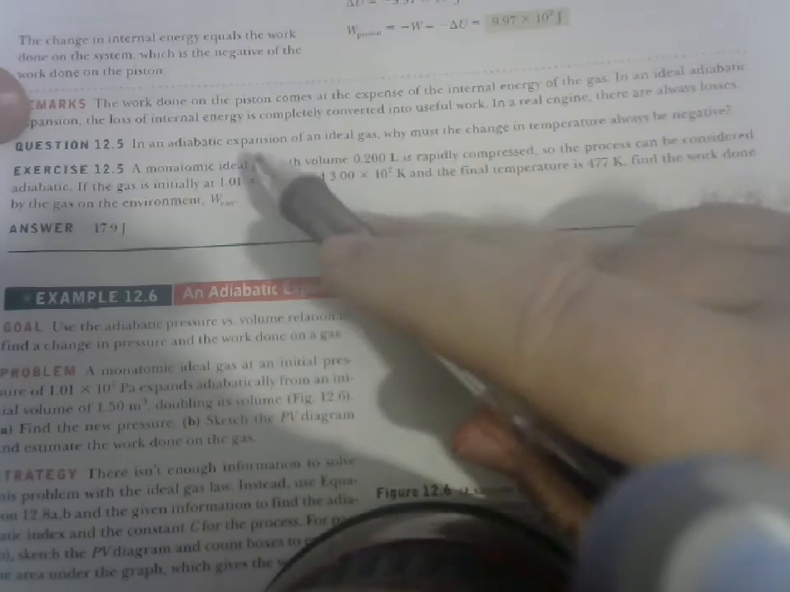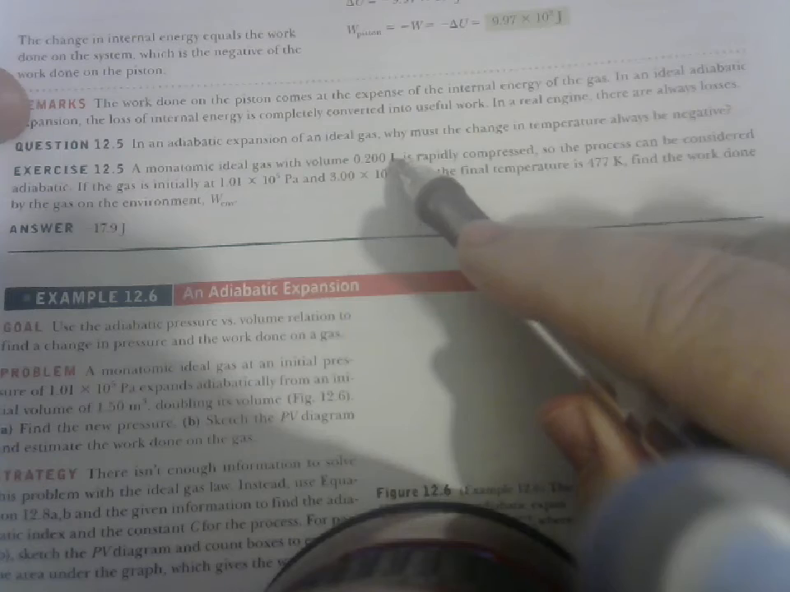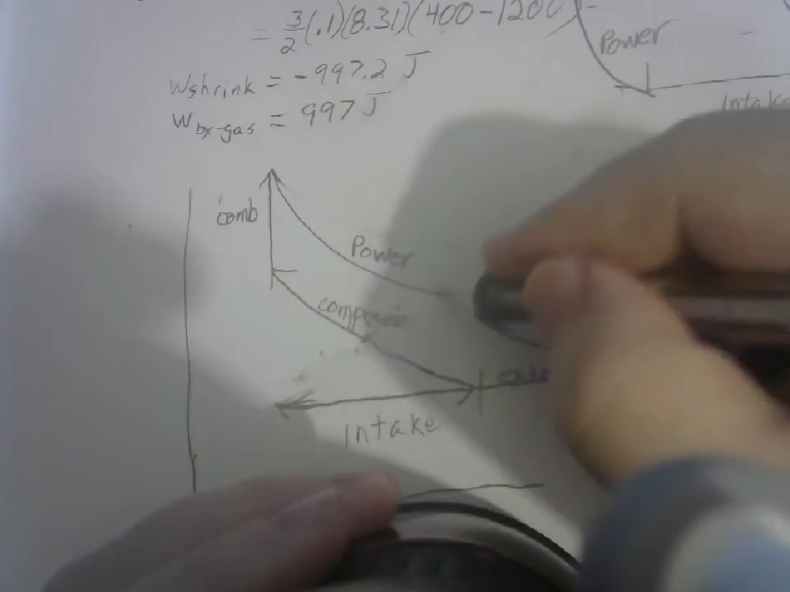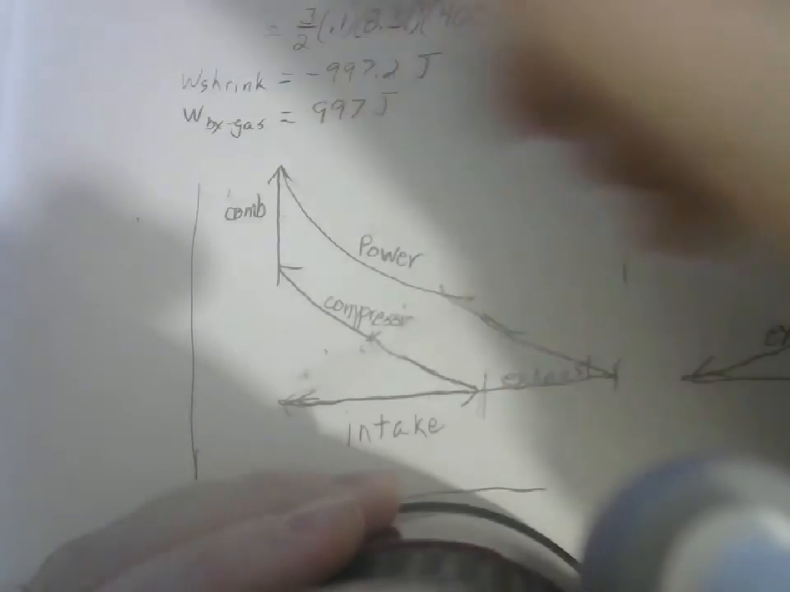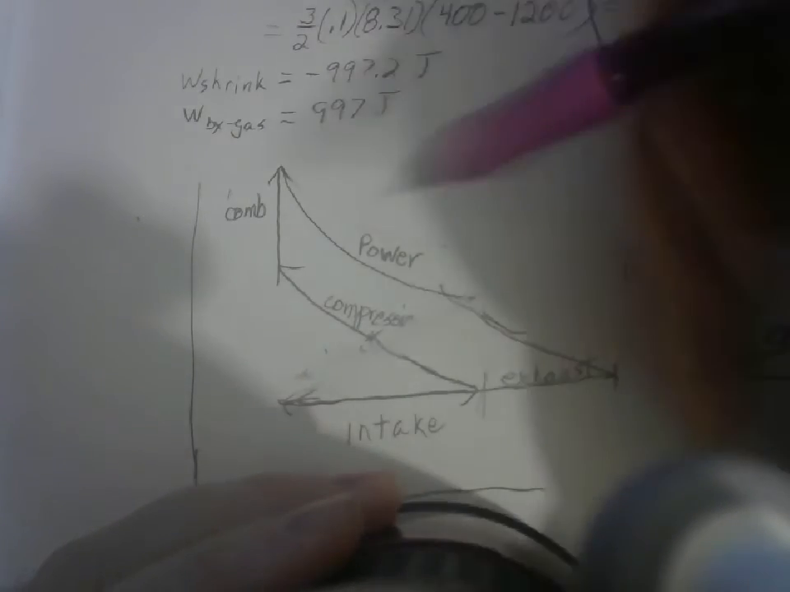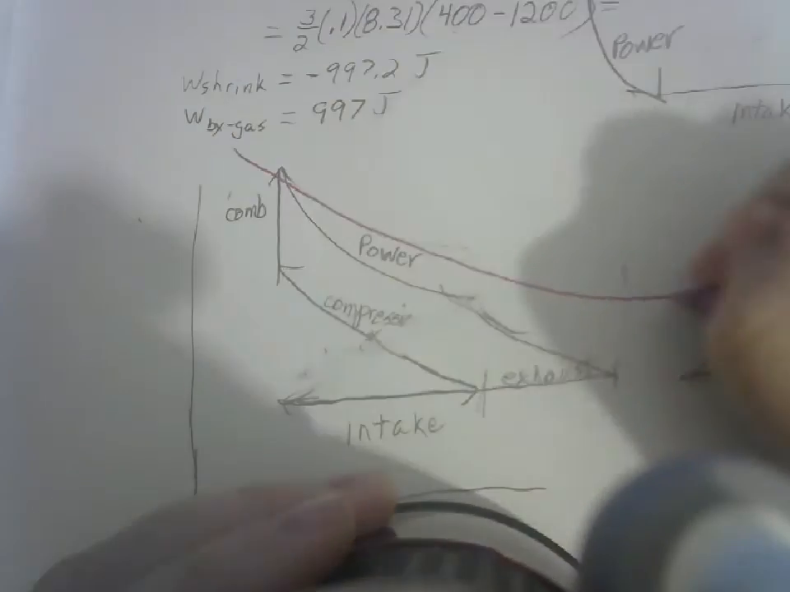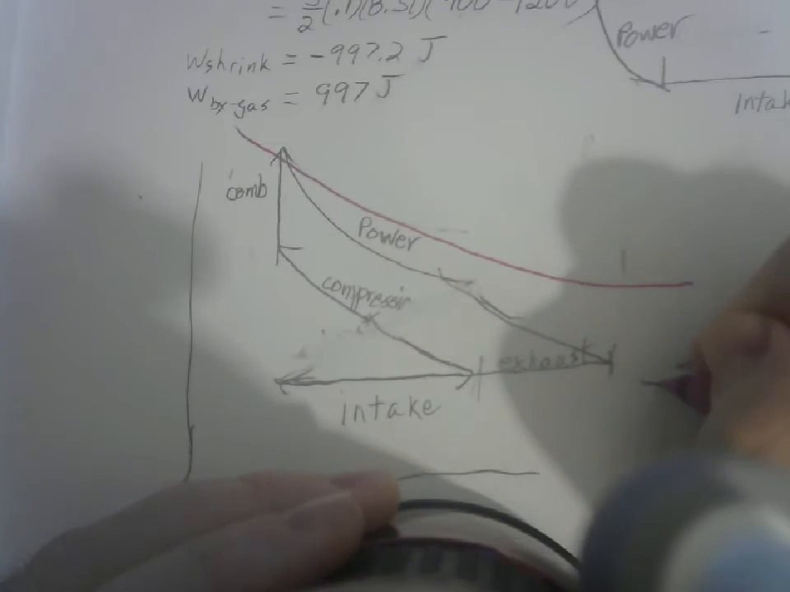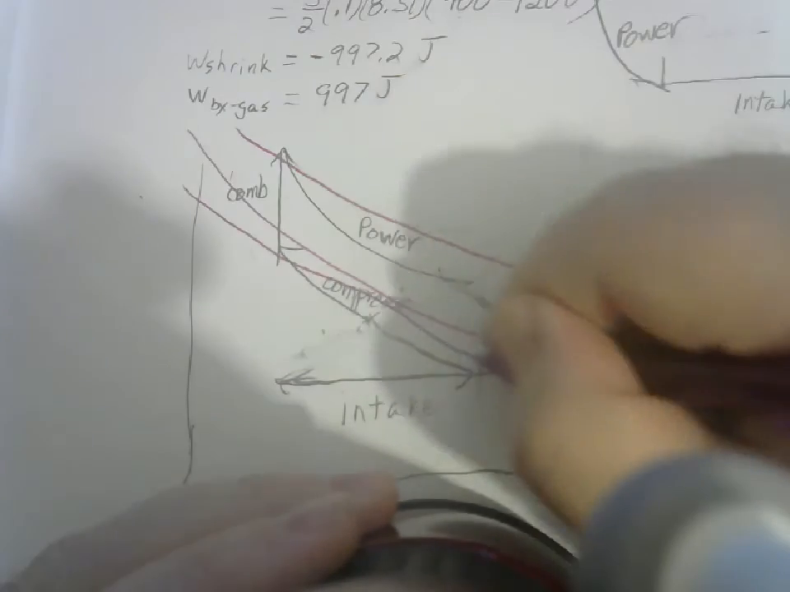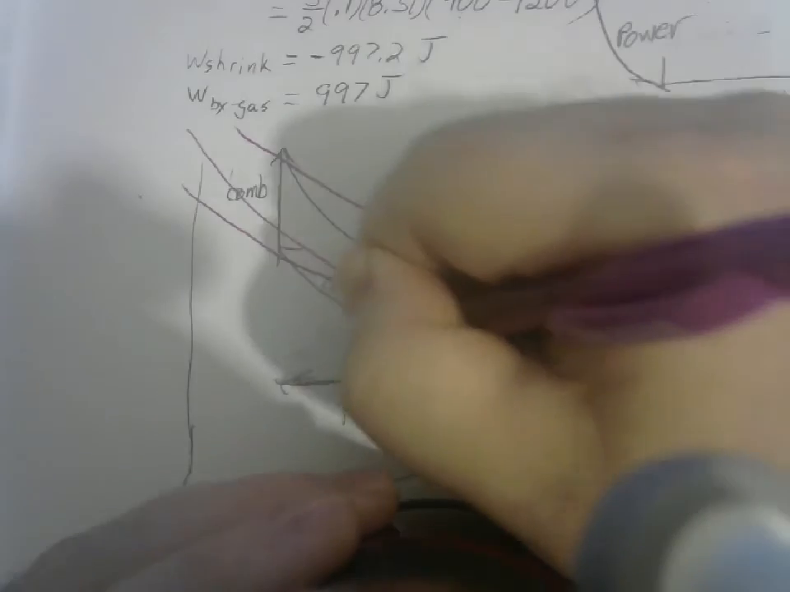Question 12.5. In an adiabatic expansion of an ideal gas, why must the change in temperature always be negative? And I'm not sure if I'm going to give this the most intuitive answer, but I kind of have an answer for it. Adiabatic curves are steeper than isothermal curves. So if I was going to draw isothermal curves, let me use a colored pen for isotherms. If I drew isotherms in here, let's do another one from this point, and another one from this point, and so something like this.